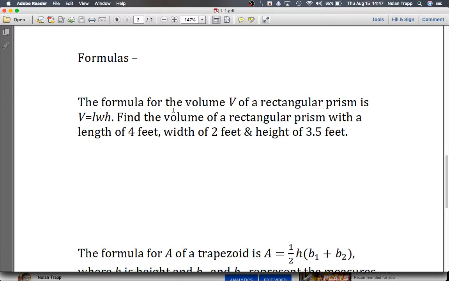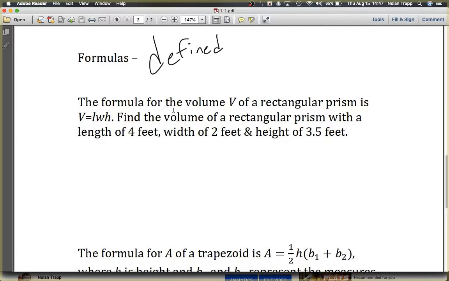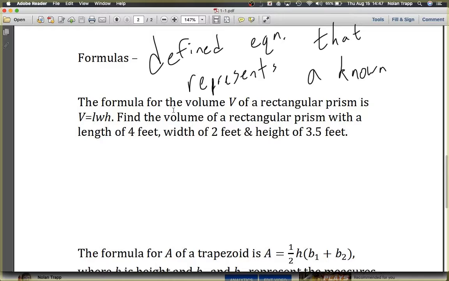Okay, a formula is usually a defined equation that represents a known situation, or equation. I guess equation again. But a known situation. So, like the gravity equation, or acceleration due to gravity is 1/2 times 9.8 times the amount of time squared that it's in the air. You probably don't know that equation yet. Maybe some of you will.